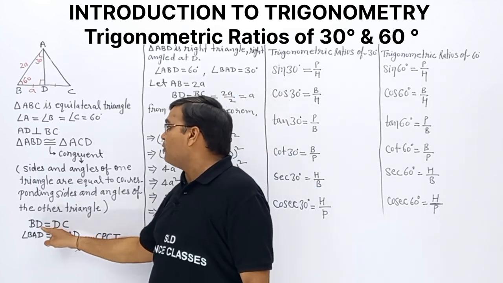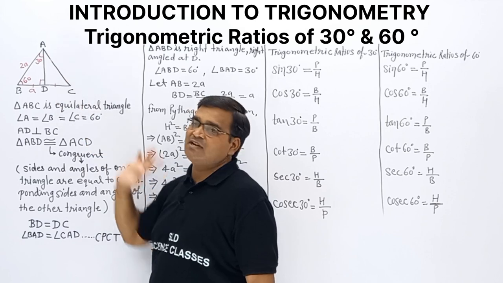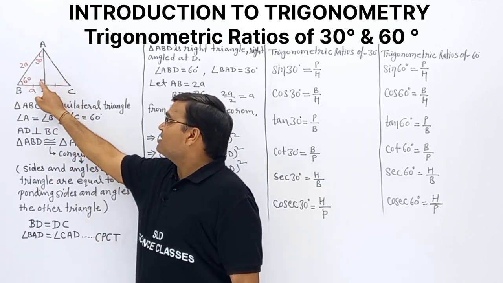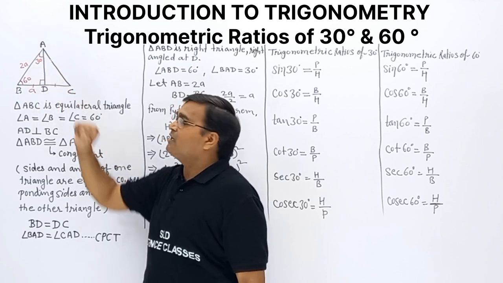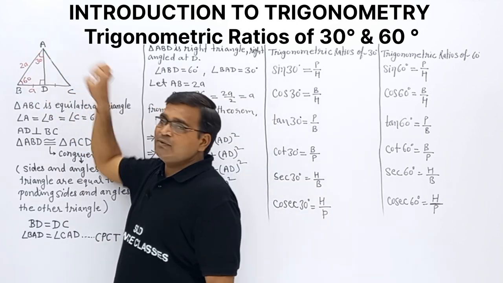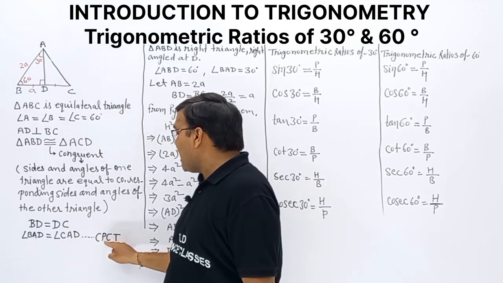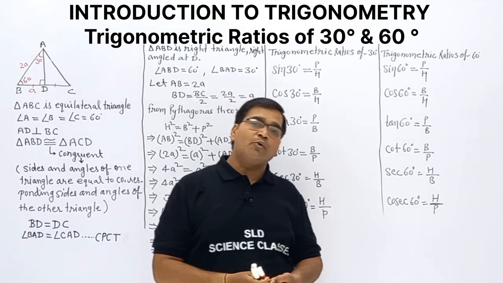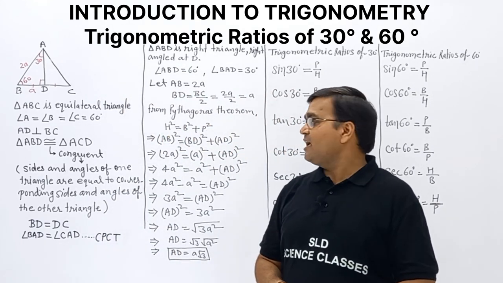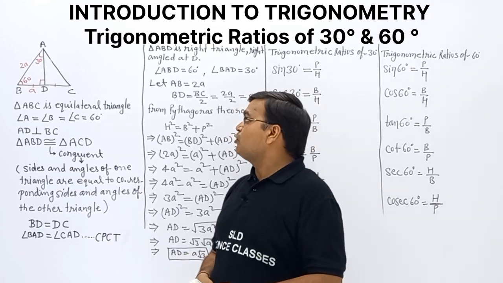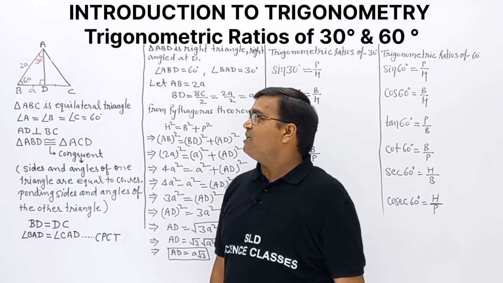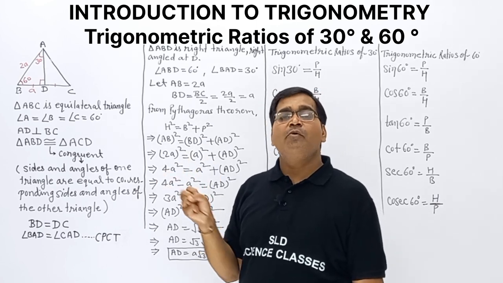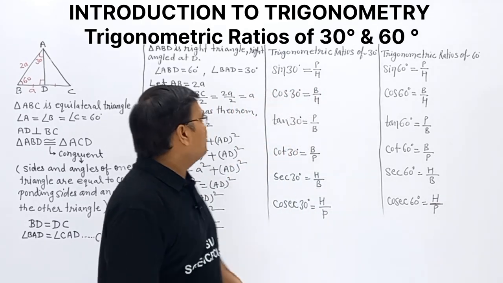Then we can say BD of this triangle will be equal to DC of this triangle. This side will be equal to this one, this angle will be equal to this one, this 90, this one will be 90, this 30, this will be 30, and this side will be equal to this one. So CPCT, corresponding parts of congruent triangles, we will apply there. Then we can say if we draw a perpendicular line on BC, then we are getting two right triangles, and both will be congruent. Observe.